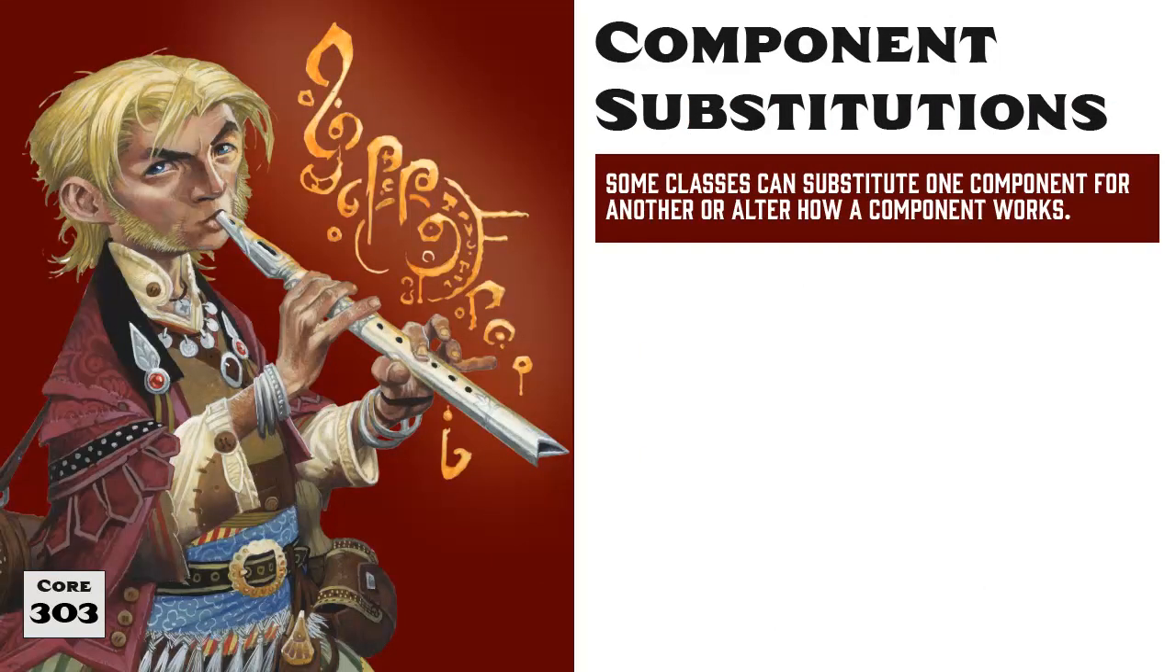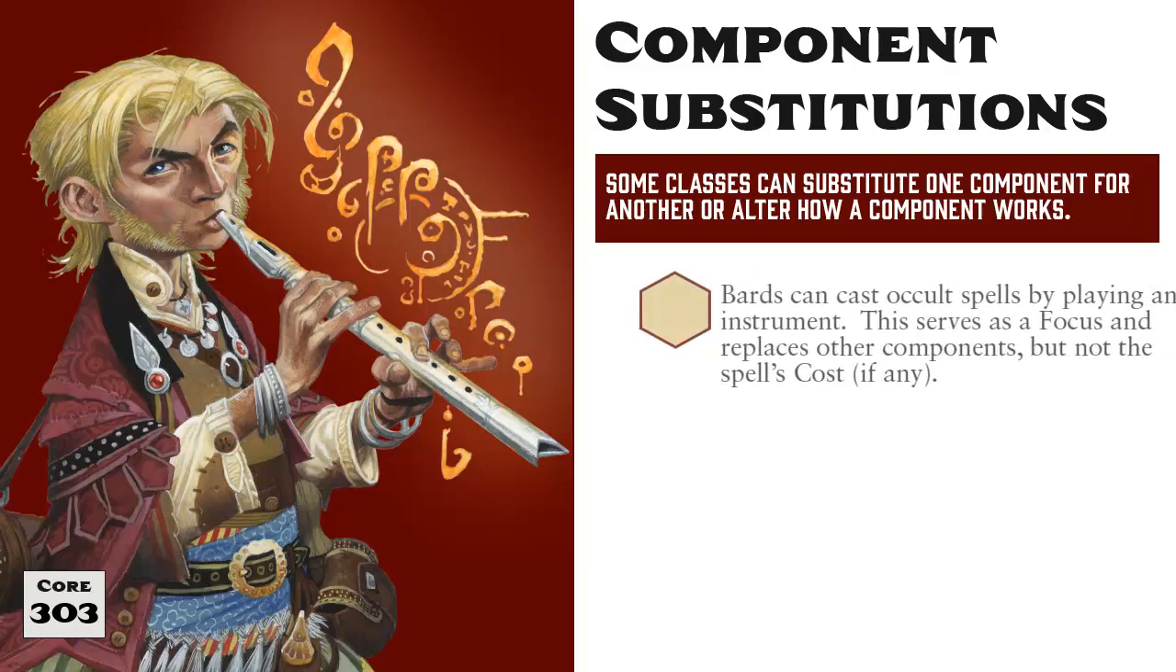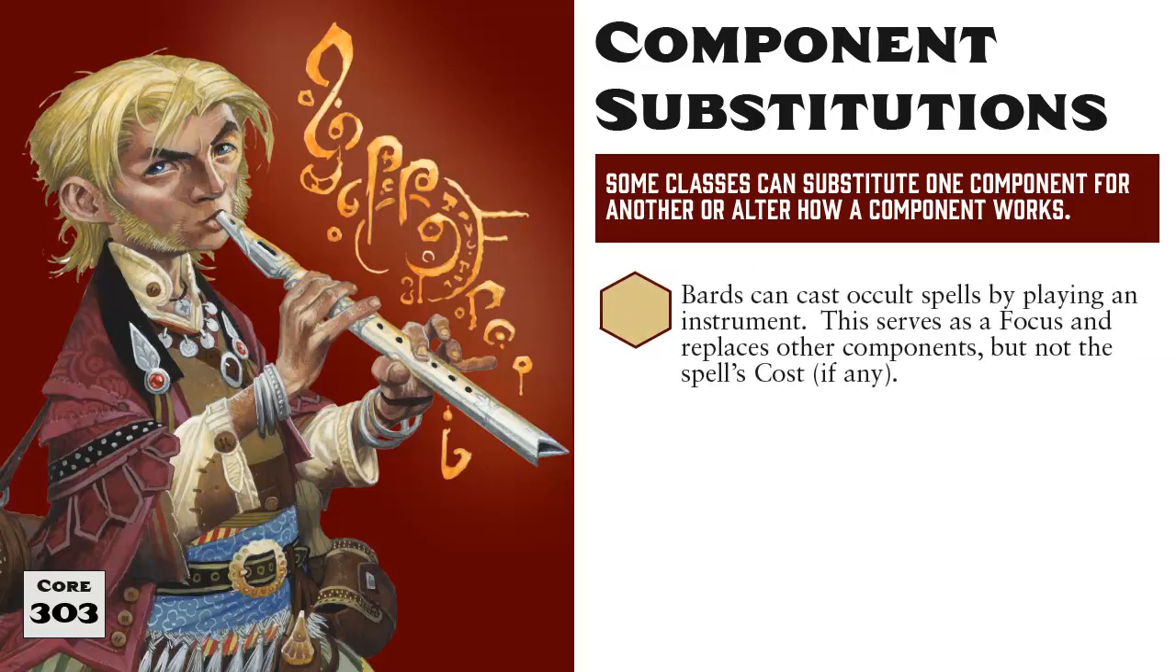Some classes allow you to substitute one spell component for another. Bards, for example, can cast occult spells by playing a musical instrument. When doing so, the instrument becomes a focus and takes the place of material, somatic, or verbal components, but cannot be retrieved and stowed for free like most foci are. And although not spelled out in the rules, many people, myself included, believe that this kind of substitution for a material component does not remove the need for any costs or other requirements listed in the spell's description.